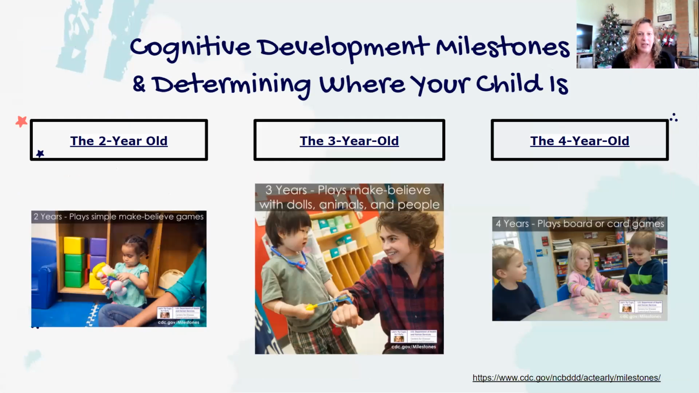So here's a little bit about the milestones. As I said at the very beginning, there's a lot of overlap in our domains of development. So when we talk about social emotional development and where a child's at, we still are talking about brain development. When we're talking about language development and where a child's at, it still has to do with their brain. Same with physical development. So you'll see some overlap here.